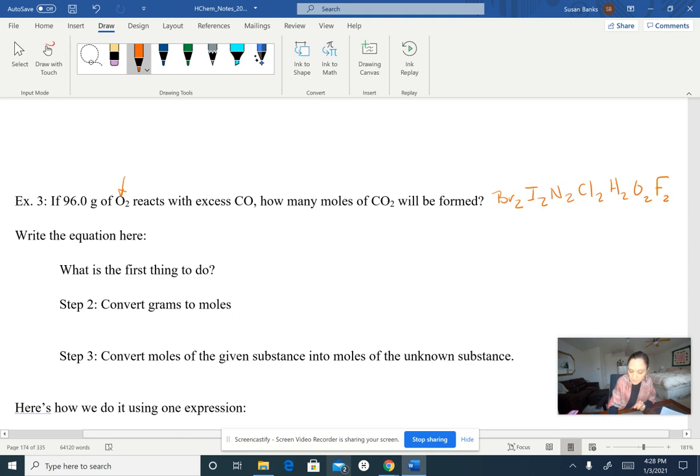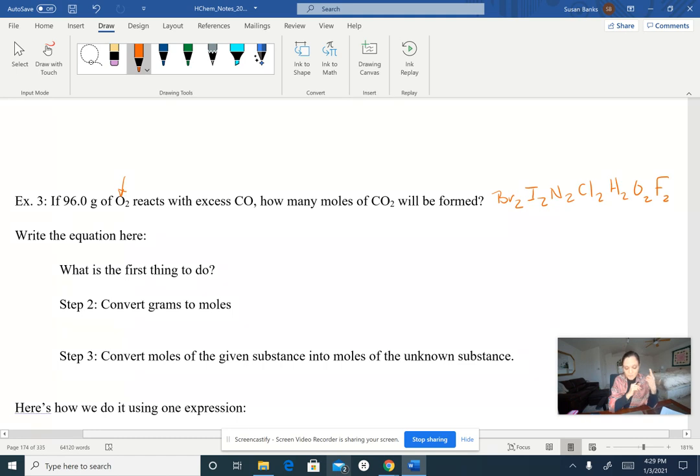So bromine, iodine, nitrogen, chlorine, hydrogen, oxygen, and fluorine are diatomic. You need to remember that when they are elemental, meaning that they are by themselves, they pair up with another atom of the same element. Okay? So if I have 96 grams of oxygen and it's reacting with excess carbon monoxide, how many moles of carbon dioxide will be formed?